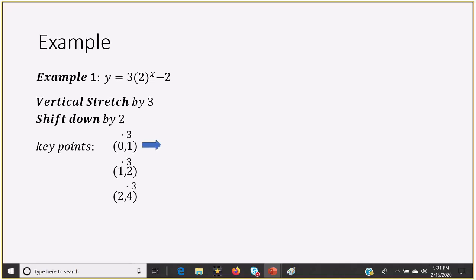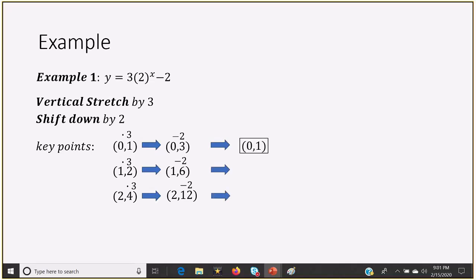So my first point will become (0, 3). My second point will become (1, 6). And my third point will become (2, 12). Now I have to apply my next transformation. I'm shifting down by 2, and down is also going to be applied to the y values. So I'm going to subtract 2 from each of my y values. So my first point now becomes (0, 1), my second point becomes (1, 4), and my third point becomes (2, 10).